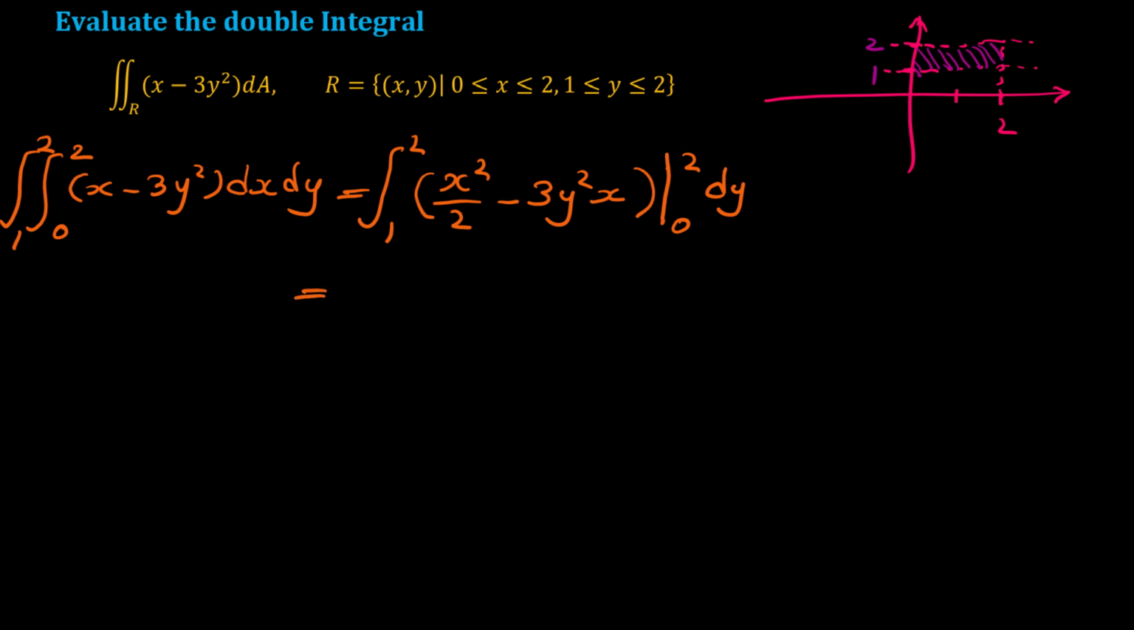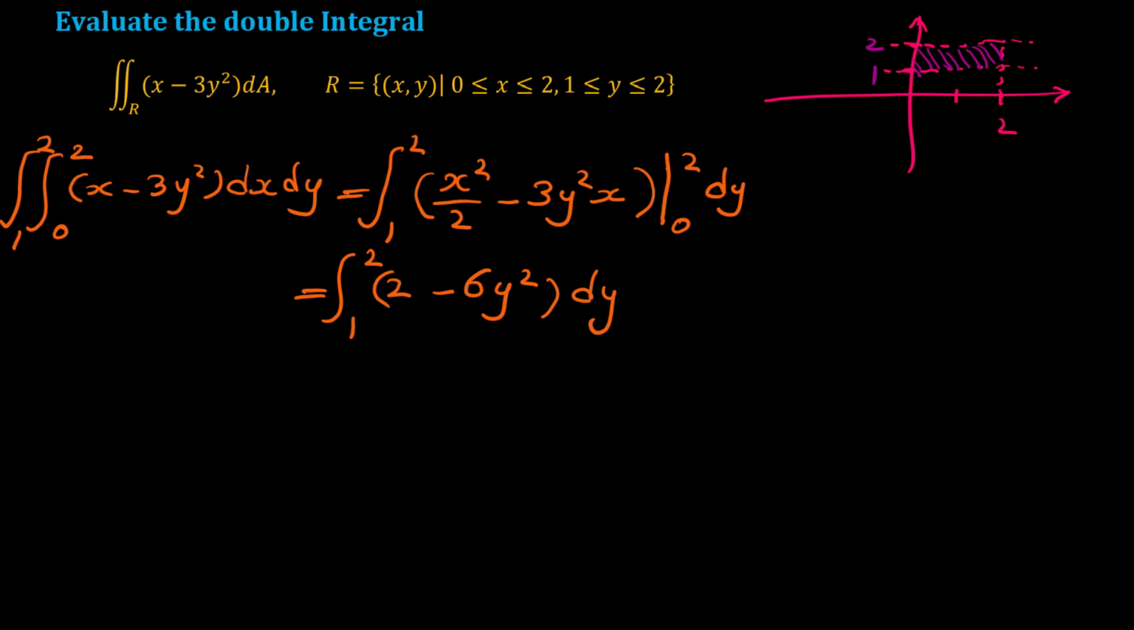Now we substitute 0 and 2 for x. First we substitute 2 for x. So we have the integral from 1 to 2. If we plug in 2 for x, 2 to the 2 is 4, and 4 divided by 2 is 2. Minus, if we plug in 2 in the other term, 2 times 3 is 6, so 6y to the 2, dy.